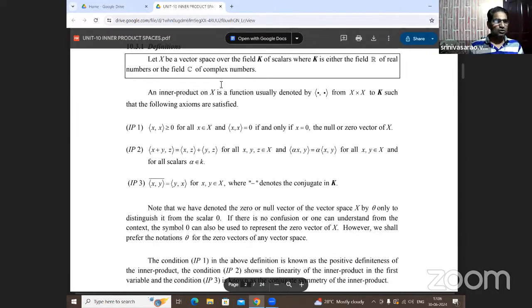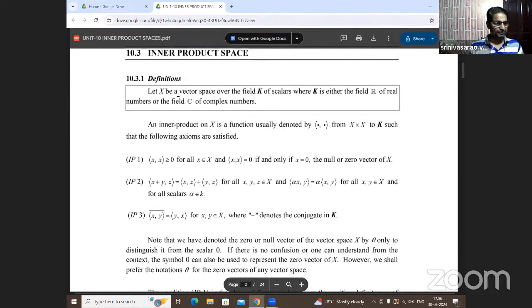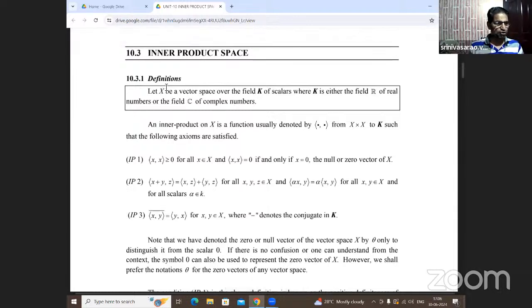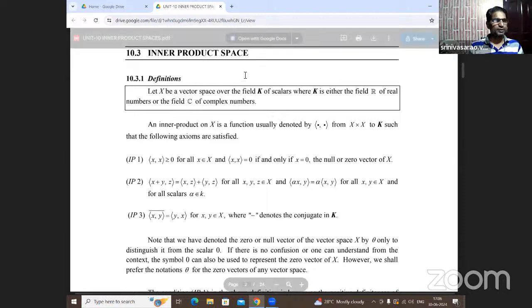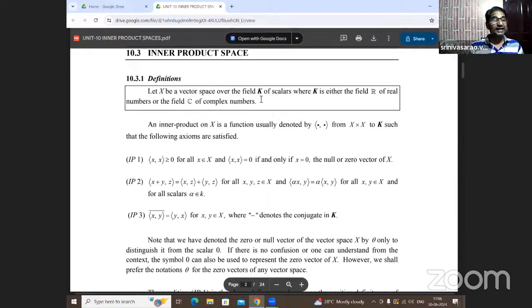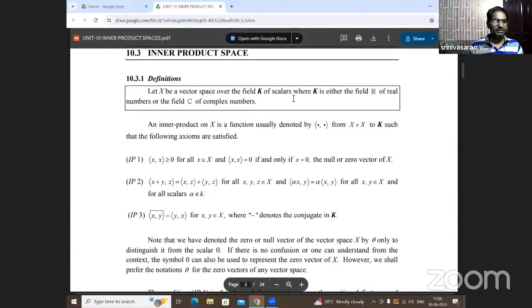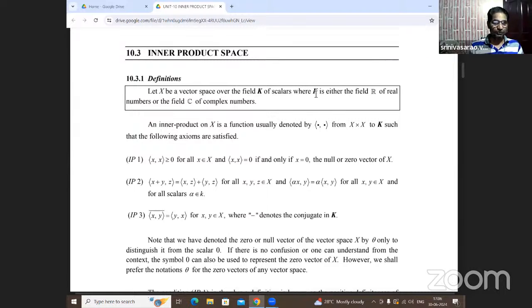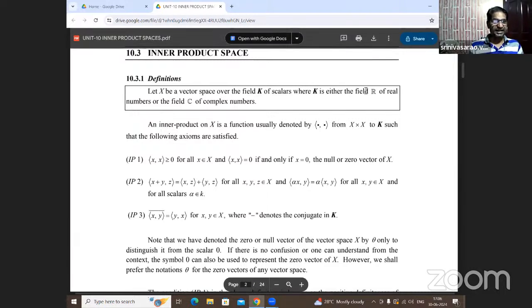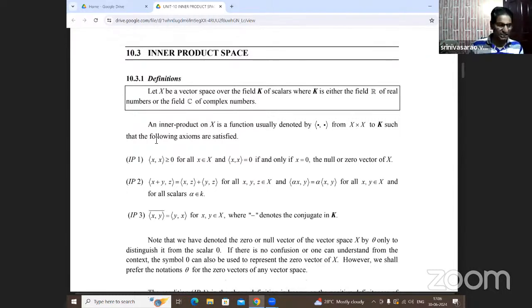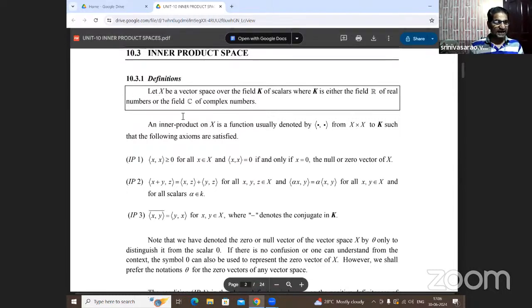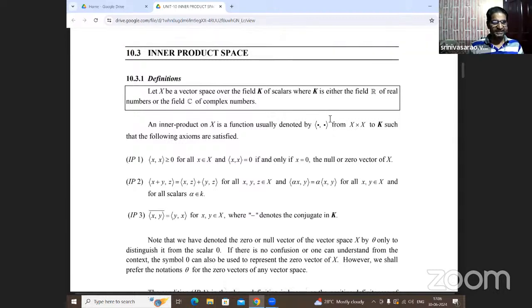First of all, what is the inner product space definition? First of all, we must assume here capital X is any vector space. Given this vector space over the field, the field is denoted by K. Okay. Those field elements are scalars. Here, those field elements are either real numbers or complex numbers. So we must assume here capital X under an inner product.